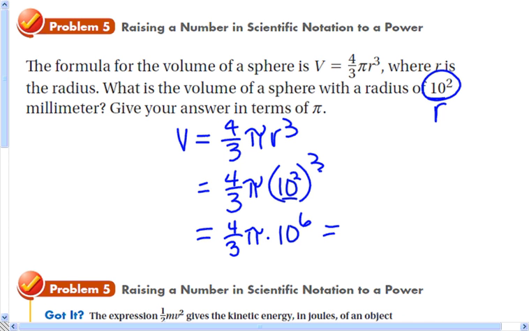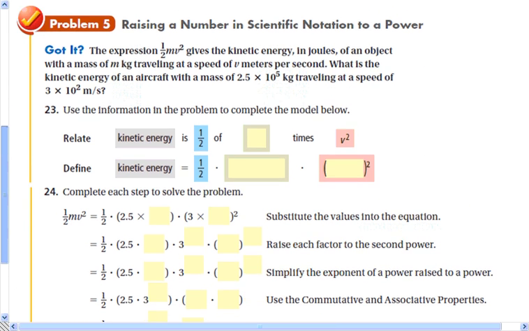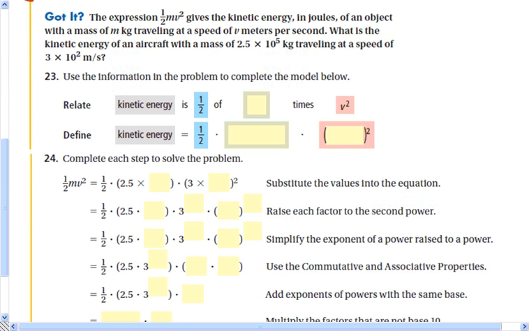And now we can just do a little math here. It depends on how we want to leave our answer. If we want to leave it as a power, usually though when we have a real number, we write it as the number. 10 to the sixth power is 1 million. 1 million times 4 is 4 million, divided by 3, and since it said to leave your answer in terms of pi, we'll just write 4 million over 3 times pi. Okay, could you try that? Substitute in these values for the variables and see if you can simplify that.